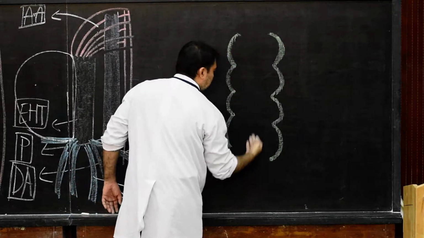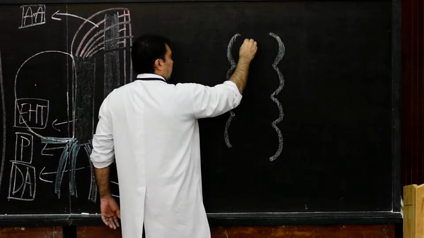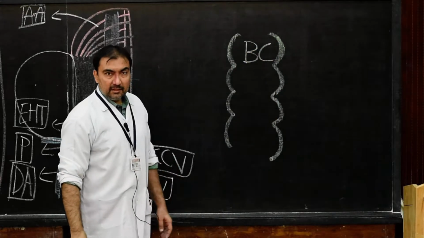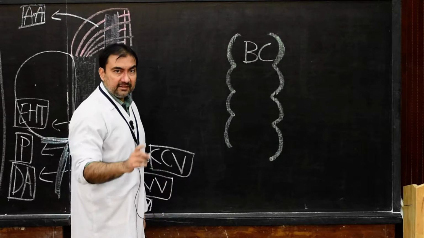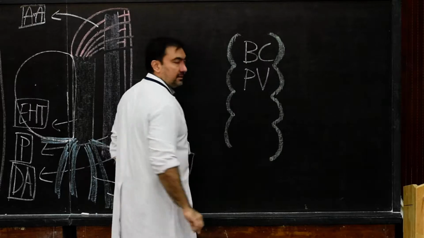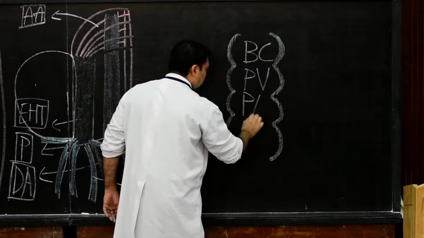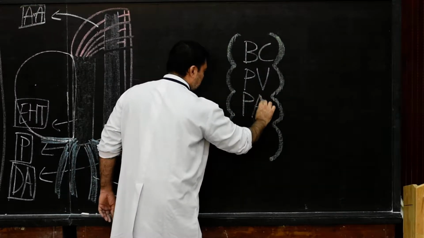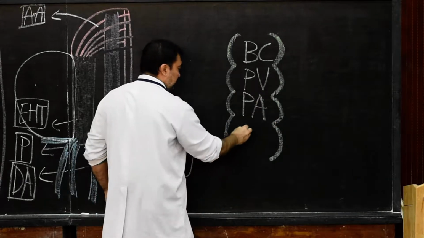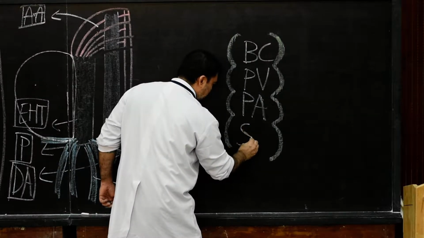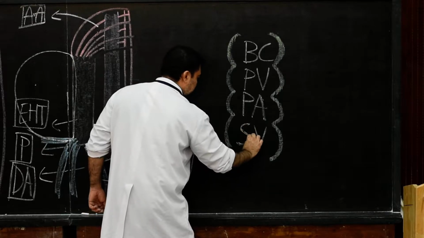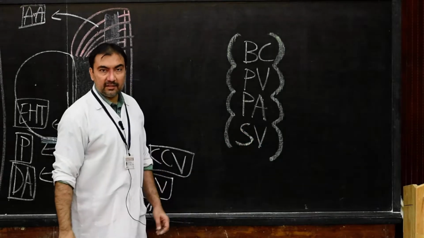From cephalic to caudal, these dilatations will be bulbus cordis, B-U-L-B-U-S, bulbus cordis, C-O-R-D-I-S. Next will be primitive ventricle. Next will be primitive atrium. And the last dilatation at the caudalmost end will be sinus venosus. It should be very clear. Please name these dilatations of the endothelial heart tube.